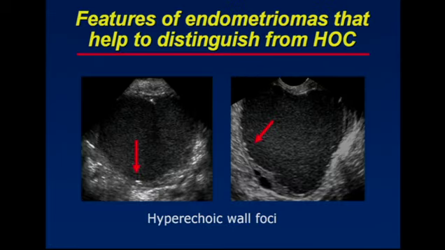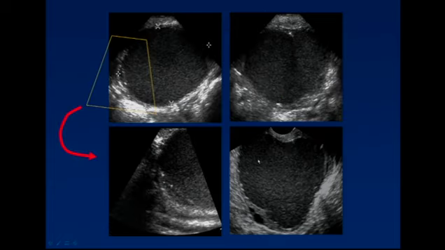So to help distinguish acute hemorrhagic ovarian cysts from endometriomas, one can observe and look for these hyperechoic wall foci, these bright dots on the wall. Now, what are these bright dots? Well, it's thought that these are cholesterol deposits from the lysed red blood cells. Remember that red blood cell membranes have cholesterol in them. All cell membranes have cholesterol.